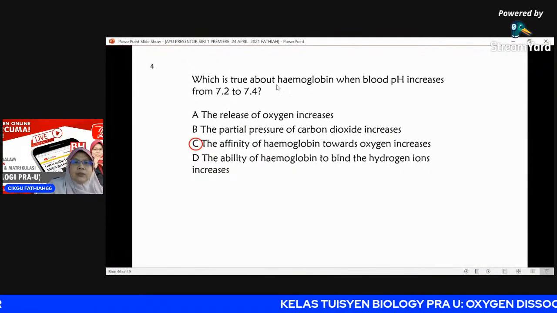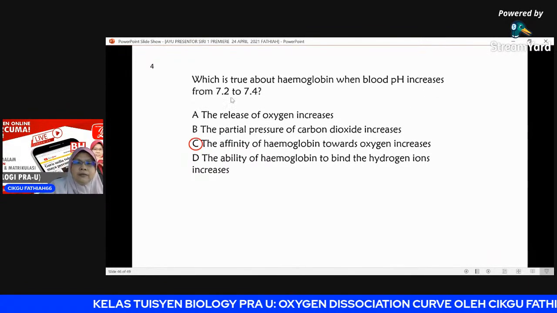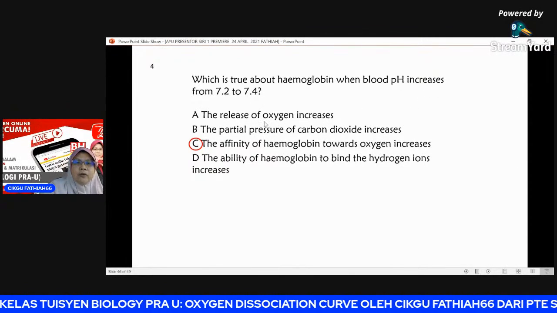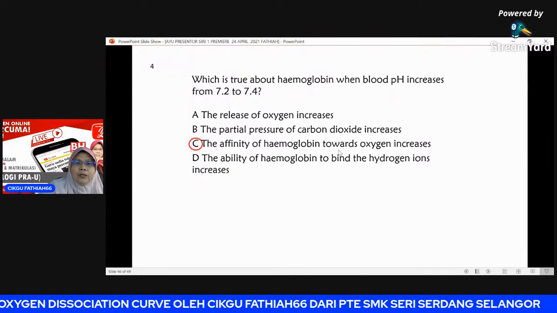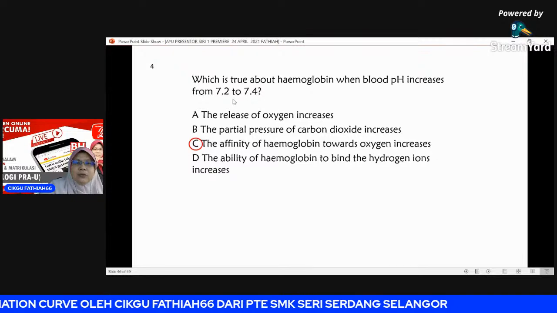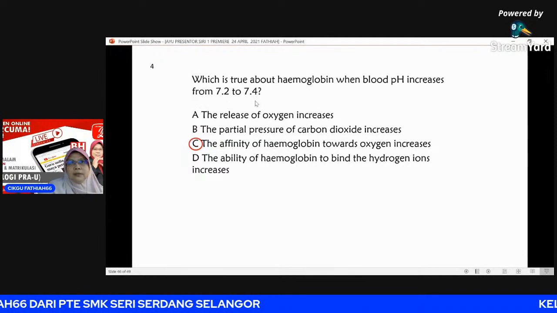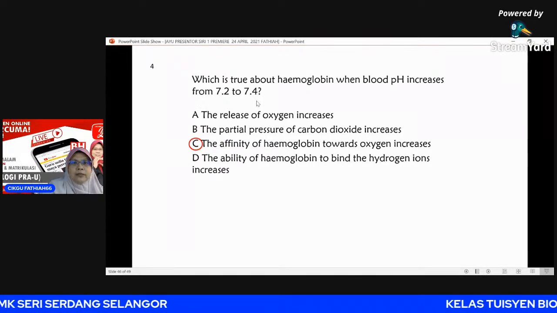Okay, number 4. What is true about hemoglobin when blood pH increases from 7.2 to 7.4? Okay, the answer is already stated here. The affinity of hemoglobin to oxygen increases. 7.2 to 7.4 means the oxygen dissociation curve of the graph shifts to the left.